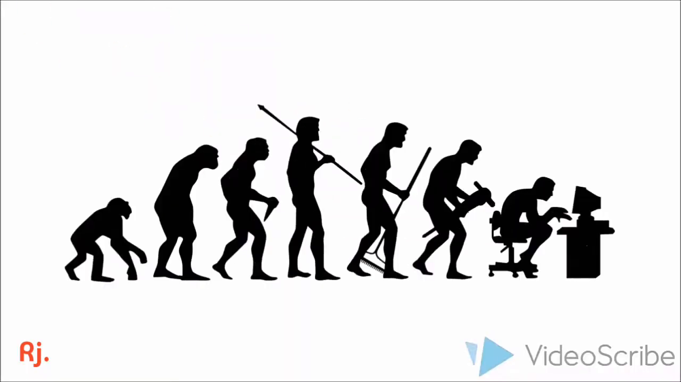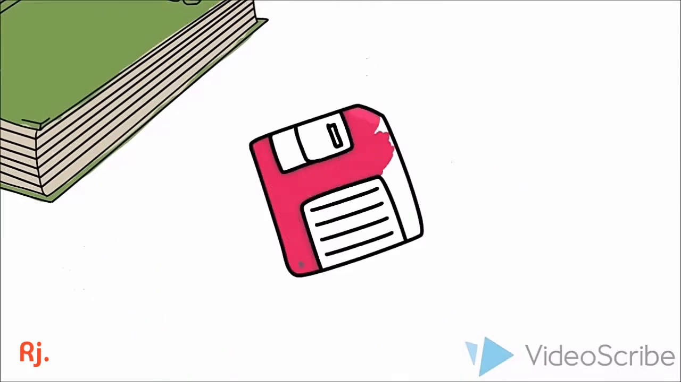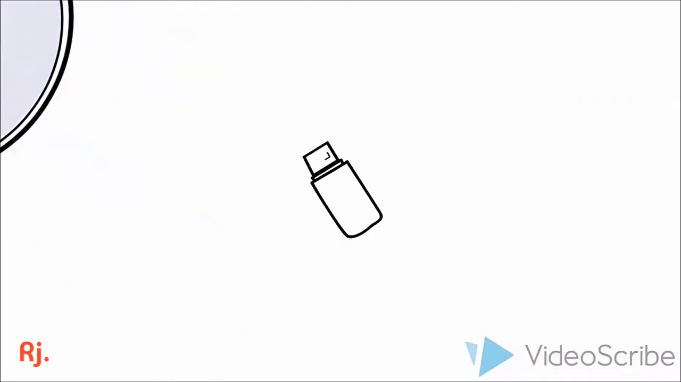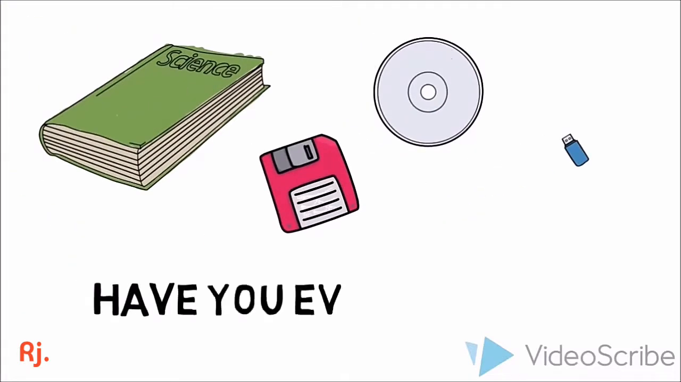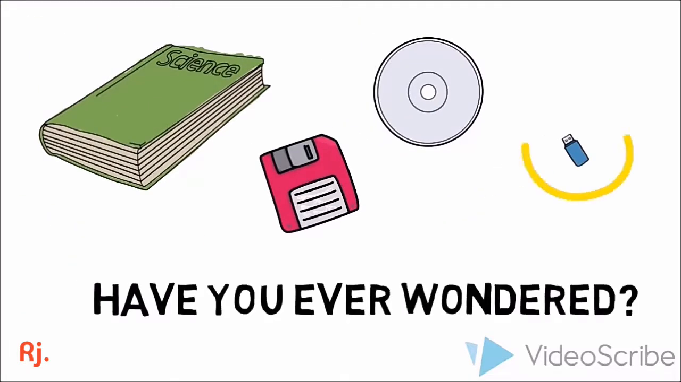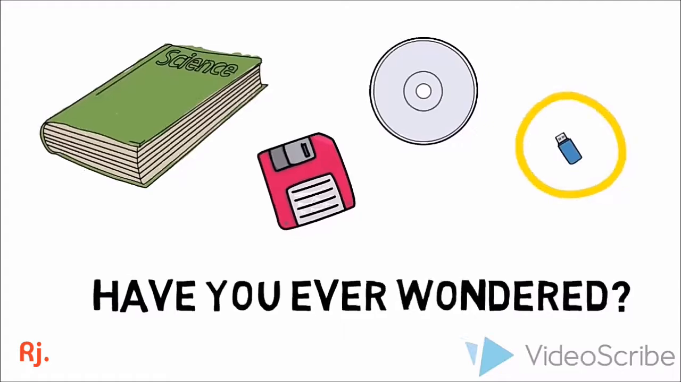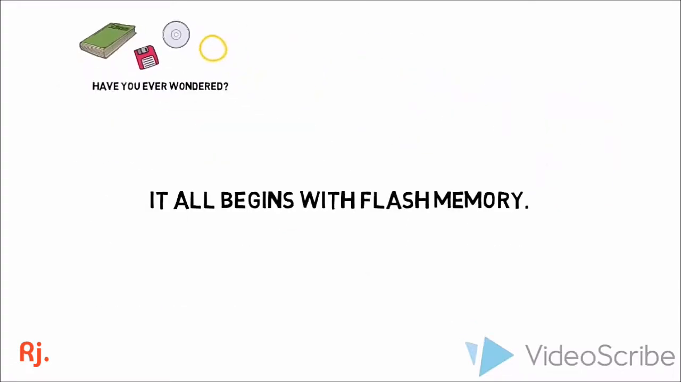Like human evolution, information storage devices have evolved with time, from bulky books to floppy disks, CDs, and now flash drive. Have you ever wondered how such a tiny device is capable of storing so much more information than its predecessors? It all begins with flash memory, an electronic non-volatile way to store information.